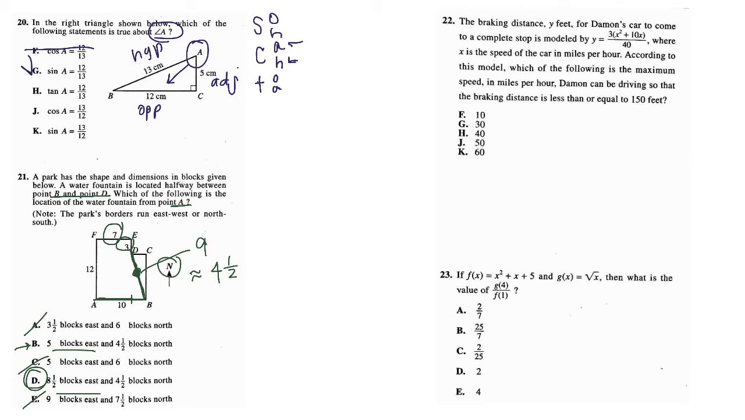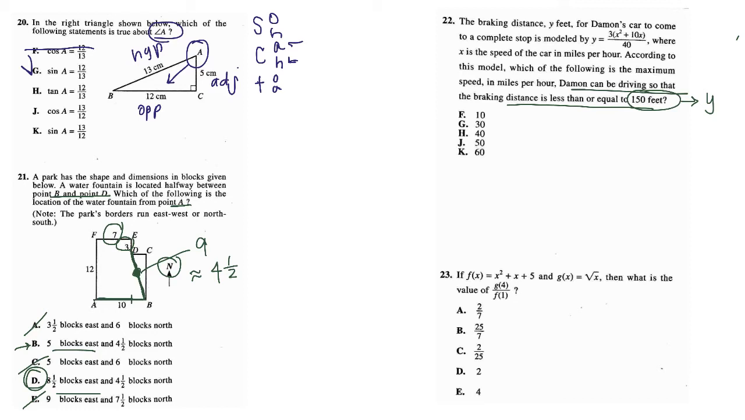Right, moving on to number 22. We have a terrible looking equation here to work with, and notice it tells us that this equation is the braking distance. As we skim through here, we want to know how fast Damien can be driving so that the braking distance is less than or equal to 150 feet. So we know this is going to be our Y value, so we need to plug that in and solve for X.